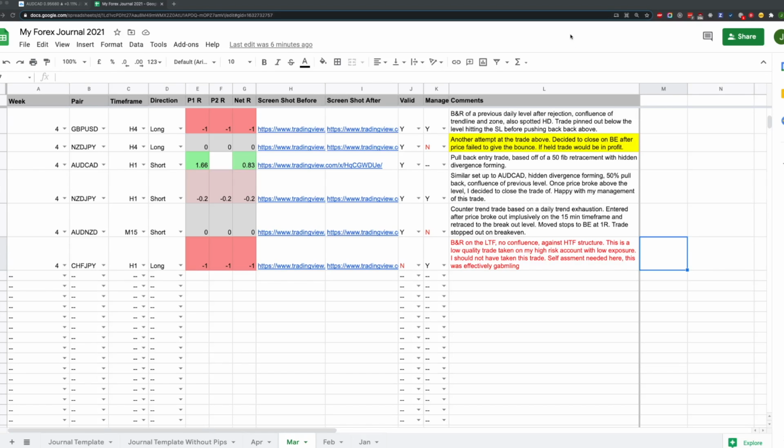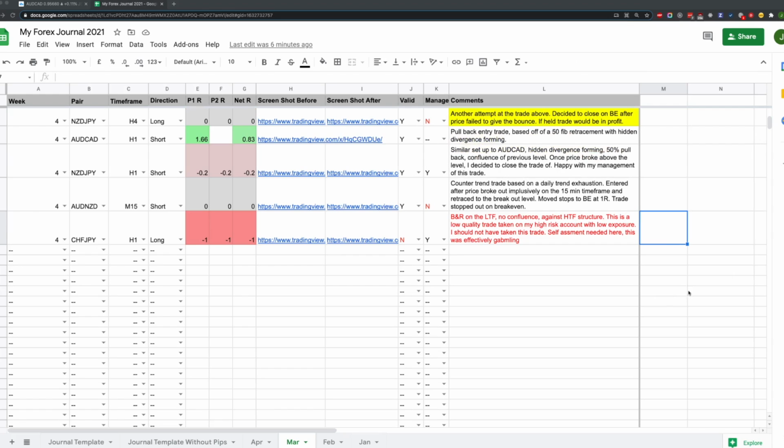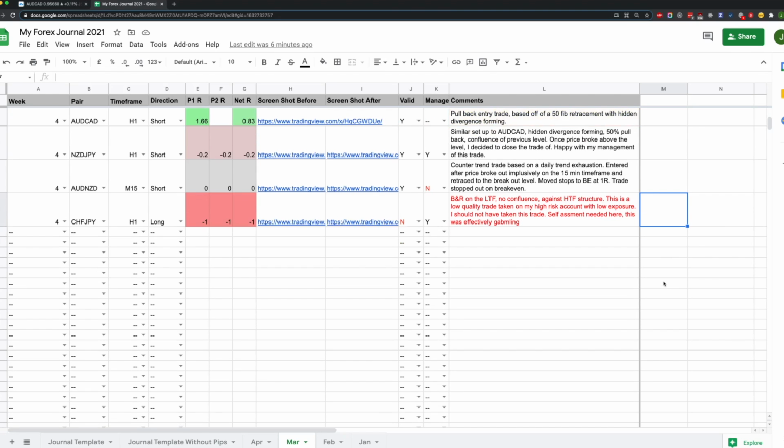So this week was also very slow for me. I took a few trades. I think I took about 6 trades this week. 2 worked out to be some sort of profit, and we had a couple break evens and a couple losers. I think 1 or 2 losers.